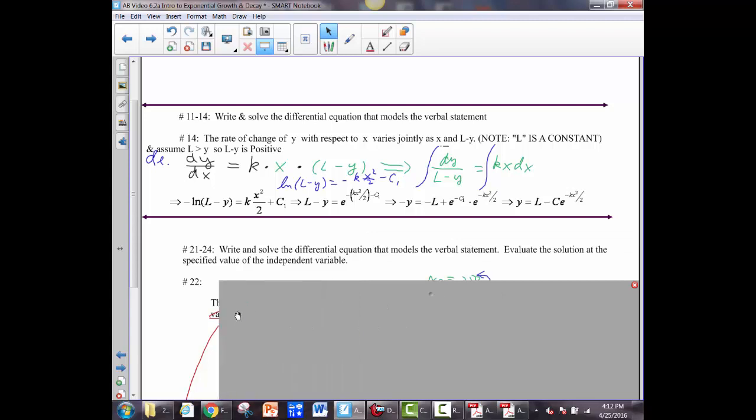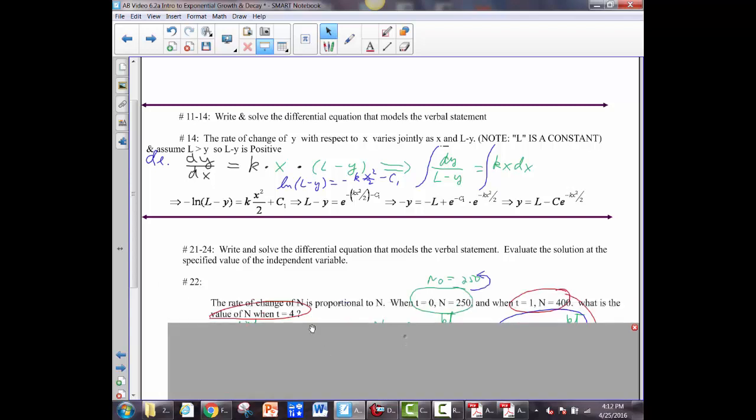So, another exercise: write and solve the differential equation that models the variable statement, then evaluate the solution at the specified value of the independent variable. Here's what they tell us. The rate of change of n is proportional to n. So that's our exponential growth: the rate of change of a quantity is proportional to the quantity. When t equals 0, n equals 250; they're giving you the initial amount. Unfortunately, they're not calling it y, they're calling it n. And when t equals 1, n is 400. That's an initial condition. What is the value of n when t is 4?